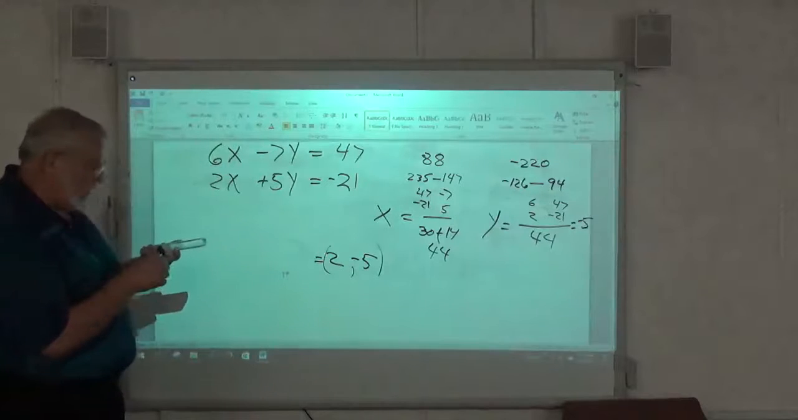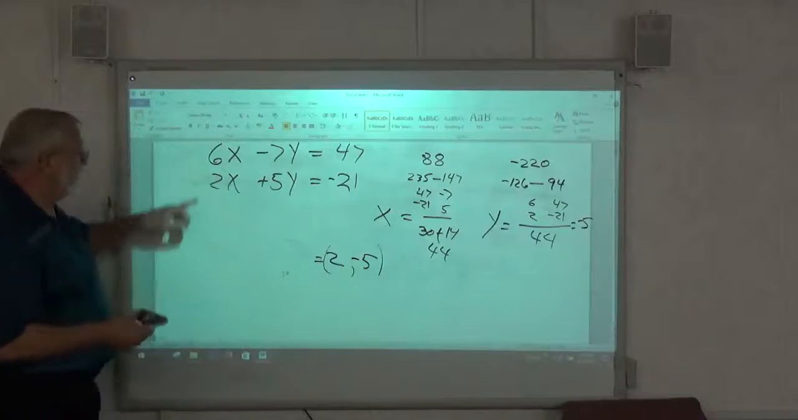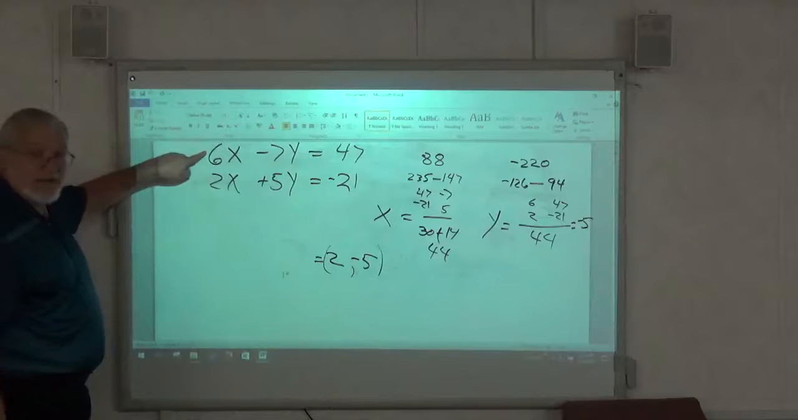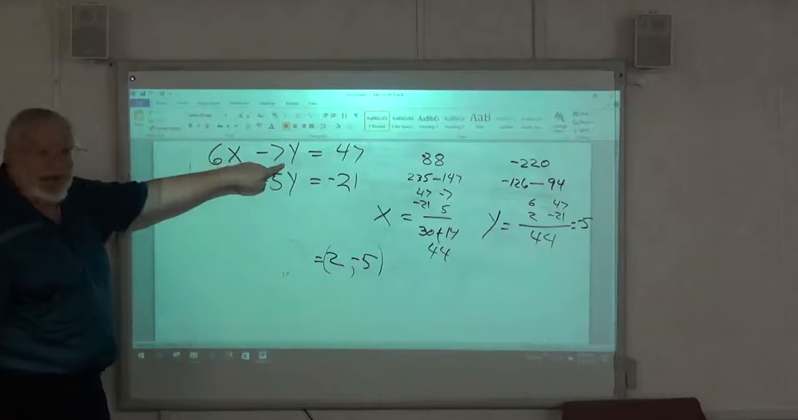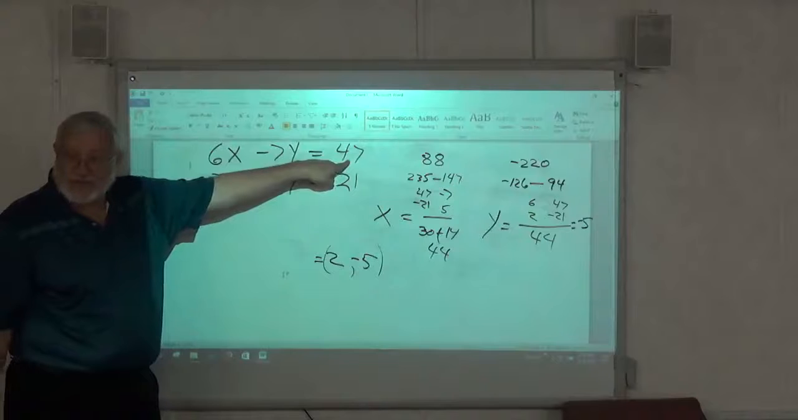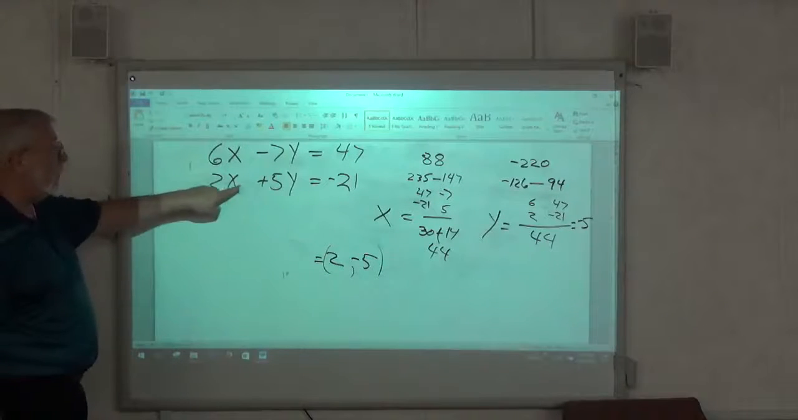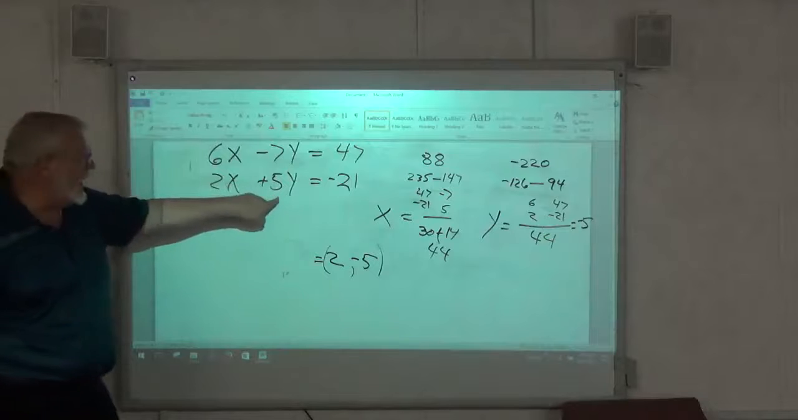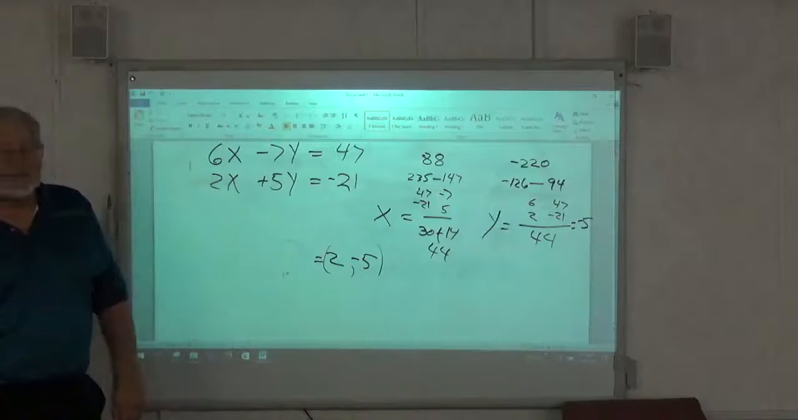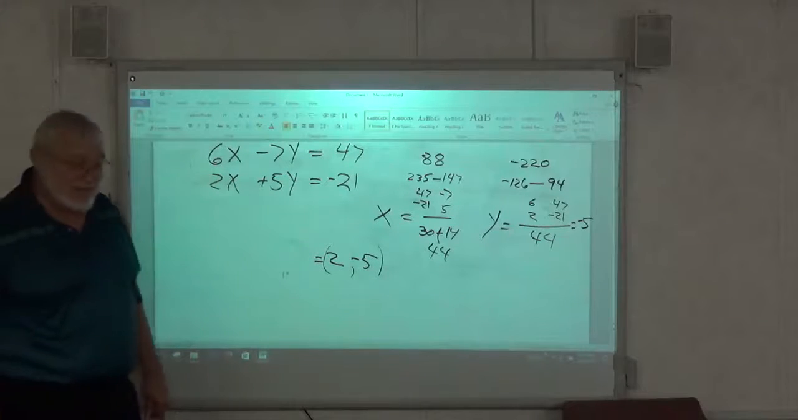All right, now will it work? Yes. 2 times 6, 12. 12 plus 35 is 47. Yes, it is. Yep. 2 times 2, 4. 4 minus 25 is negative 21. So it works. Okay? All right?